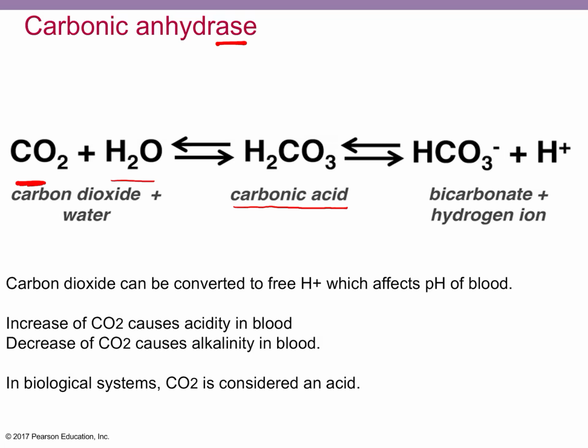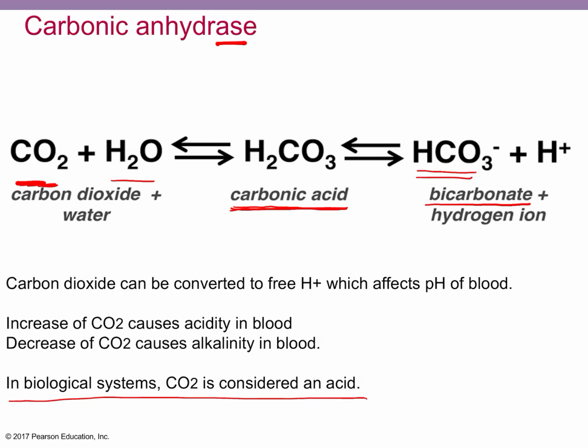And the carbonic acid is an acidic substance. So in your body, if you have a buildup of carbon dioxide, that means that you're going to have a buildup of carbonic acid. So too much CO2 will make your blood acidic. So that's kind of down here. In biological systems, carbon dioxide is considered an acid. So this carbonic acid can be converted to bicarbonate.